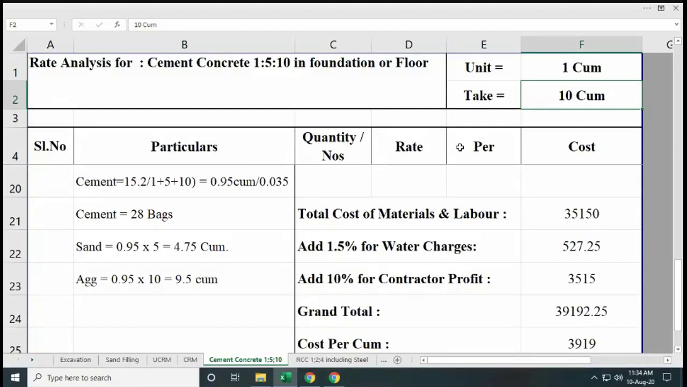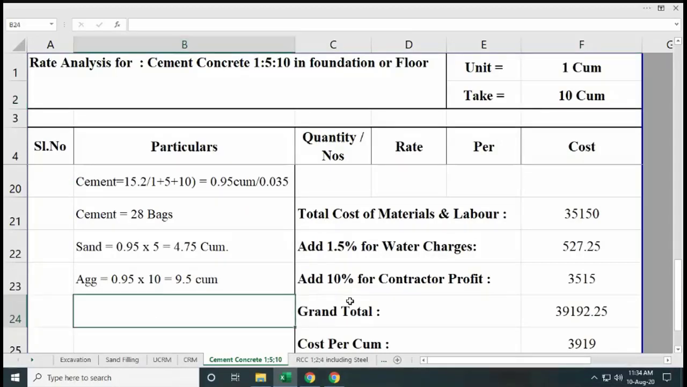Then next, we add 2 to 5 percentage extra for wastage. So in general we are adding 52 percentage extra. That means 10 multiplied by 1.52, you will get the answer as 15.2.